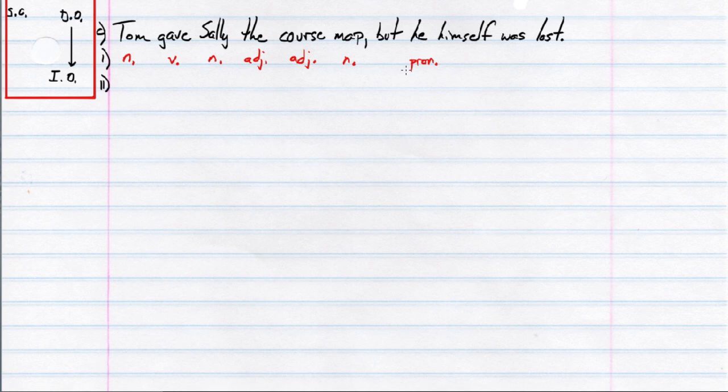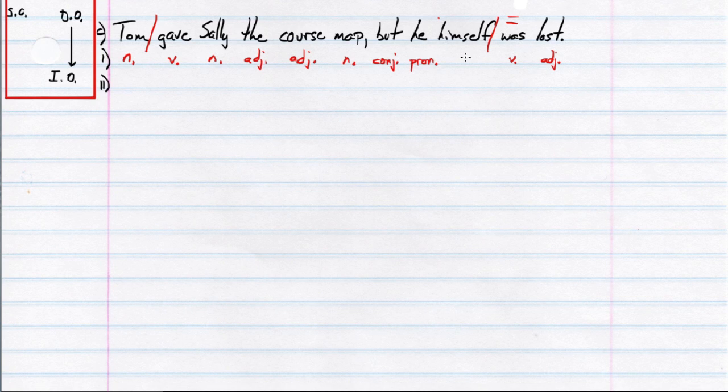Do I have a predicate over here as well? He himself was lost. That is an equal sign linking verb hiding in there. So that is a verb, and it is a linking verb. Was lost. Lost is describing he, so this is going to be an adjective. But, oh, it's a conjunction. He himself was lost. There's a subject predicate set. Tom gave. We have two subject predicate sets, which makes this a conjunction.